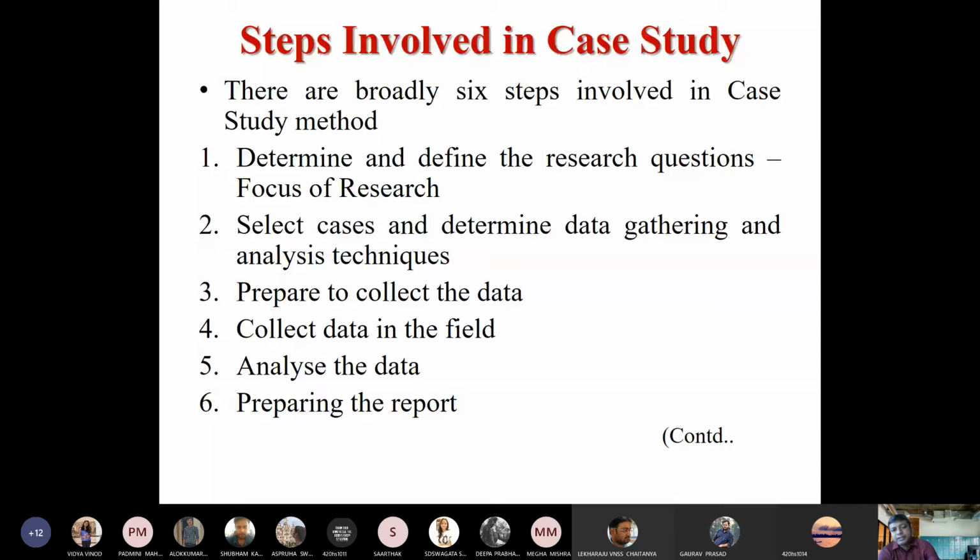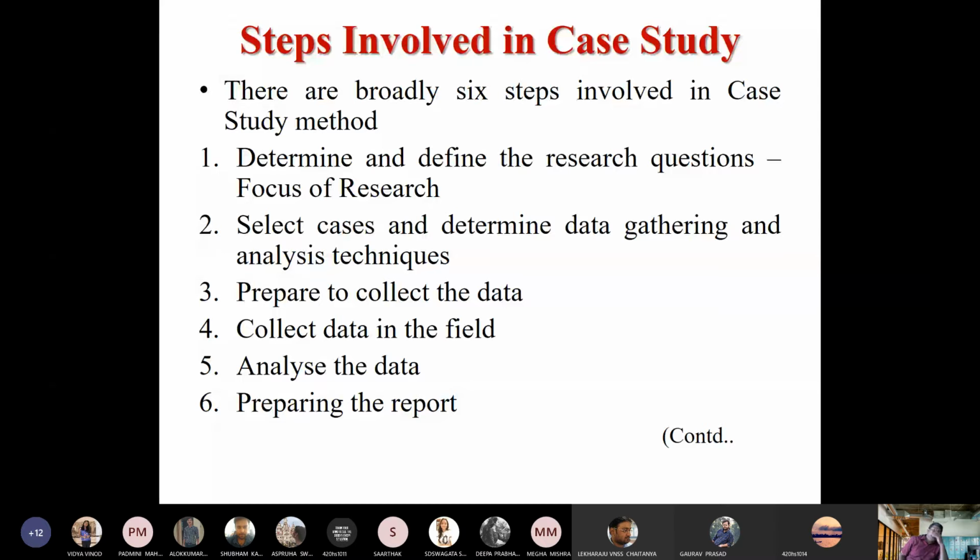Getting my point? The first step is that I should be very careful, I should define and design well all these research questions. What exactly I am going to ask, which is focused on my research. The second is select cases and determine data gathering and analytical techniques.